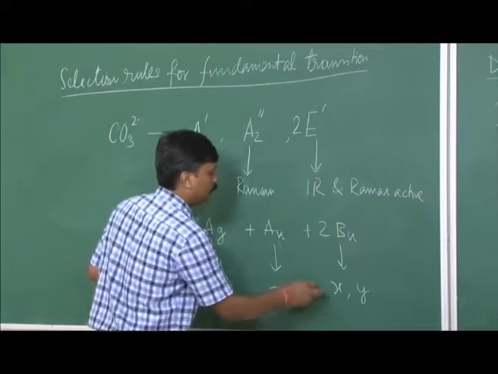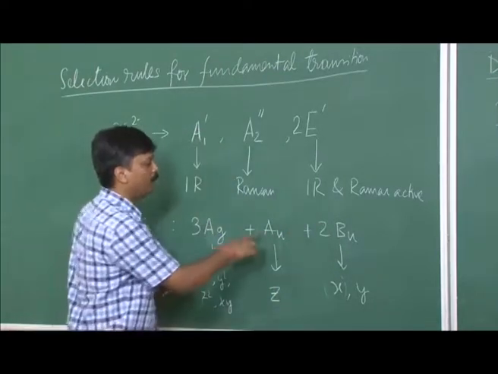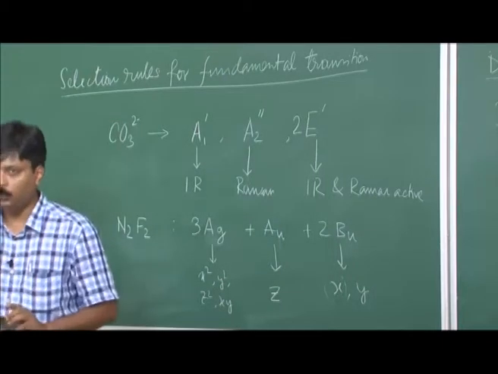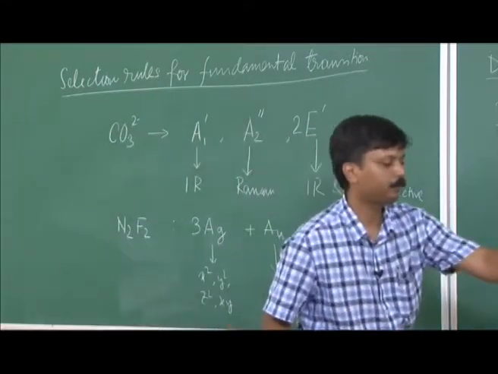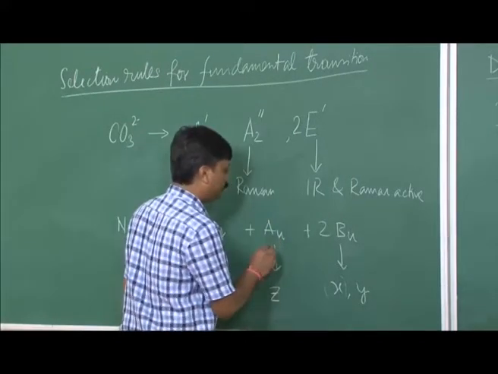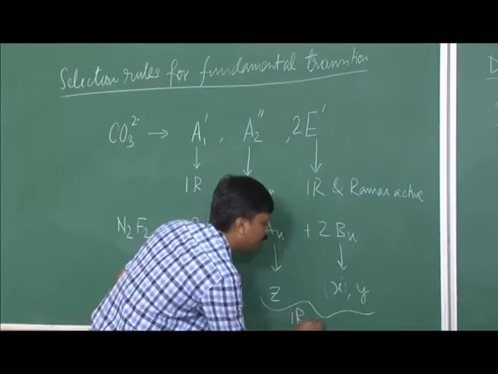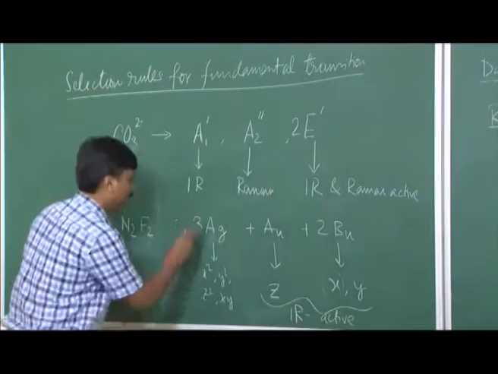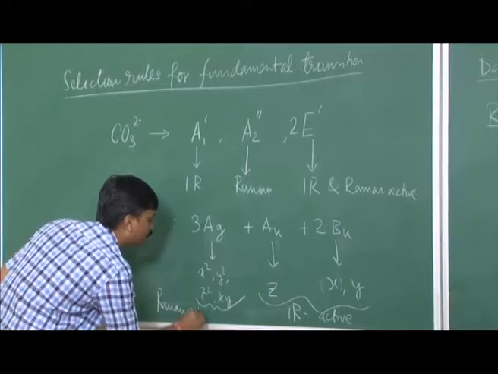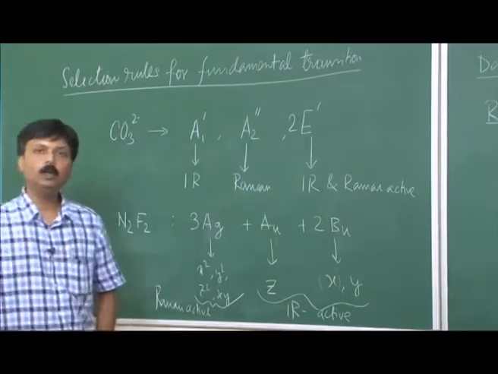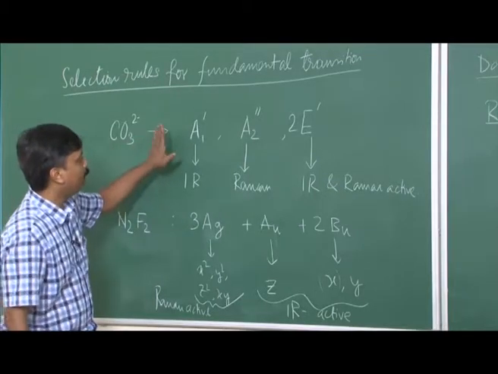So x, y and z, they transform as either Au or Bu. So the modes which transform as Au and Bu will be infrared active, correct. So these two will be infrared active normal modes, while these 3 Ag will constitute Raman active normal modes.